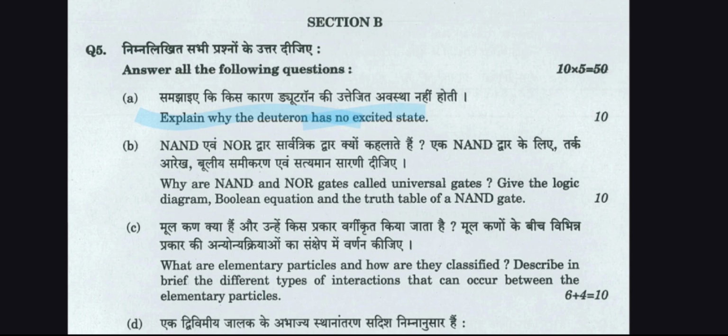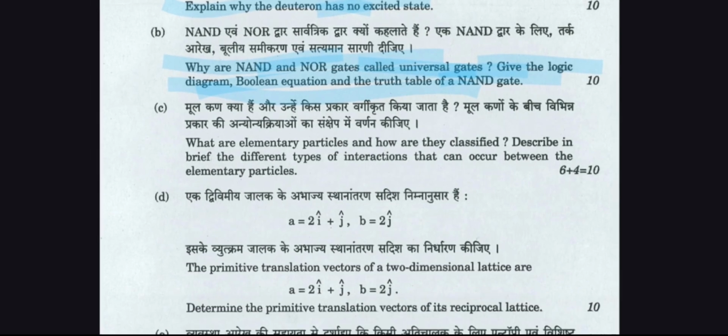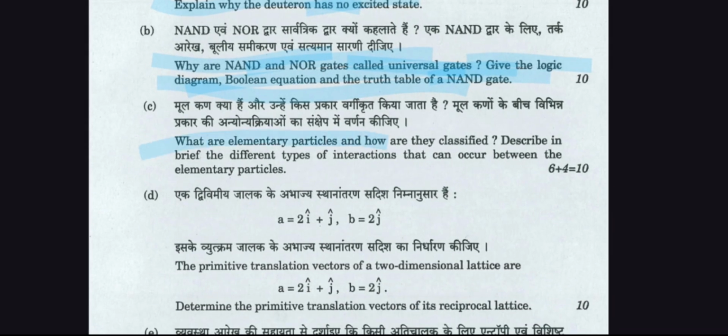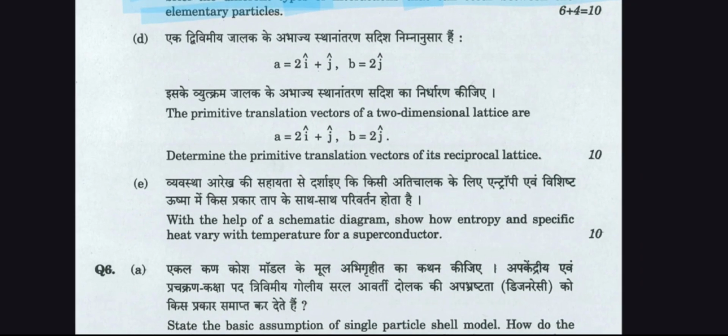Question B: What are NAND and NOR gates? Why are NAND and NOR gates called universal gates? Give the logic diagrams, Boolean equations, and truth tables of a NOR gate. Question C is here. What are elementary particles and how are they classified? Describe in brief the different types of interactions that can occur between the elementary particles. Question D is here.